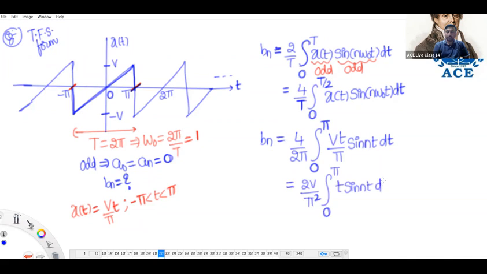I am giving 3 minutes for you. Simplify and tell me the result. Don't ask me about the integral UV rule. That is your job, I will not do it. Simplify that integral, tell me the answer. Integral t sin nt, simplify and substitute the limits 0 and pi.